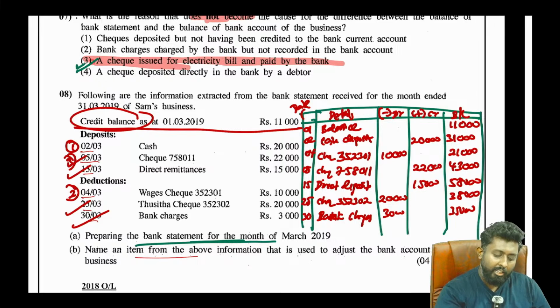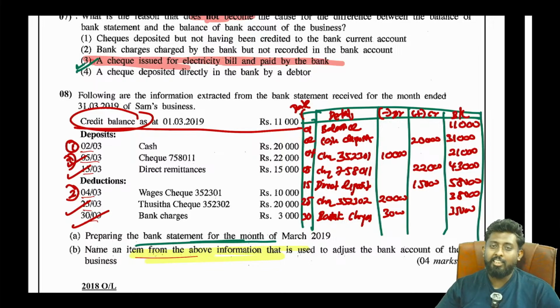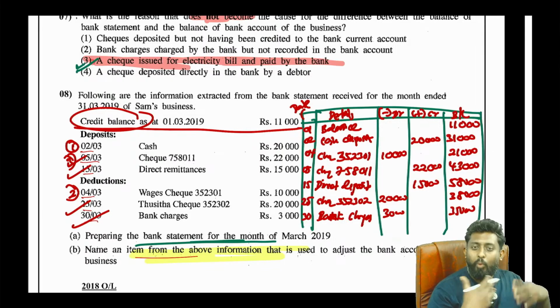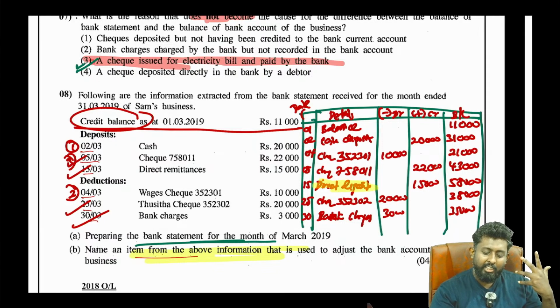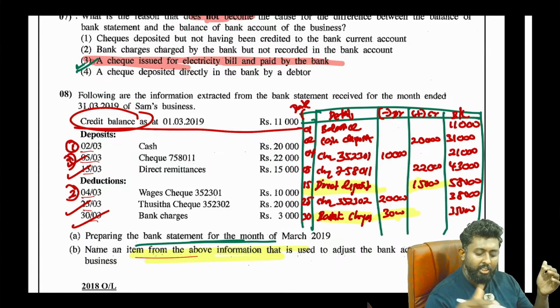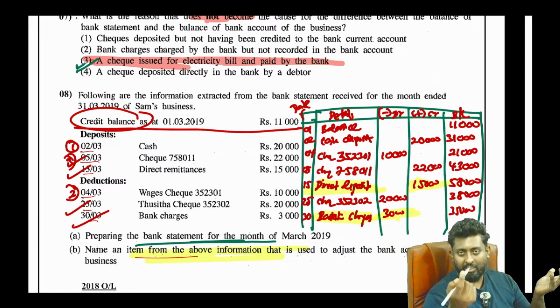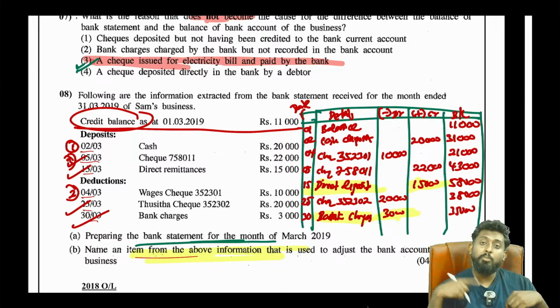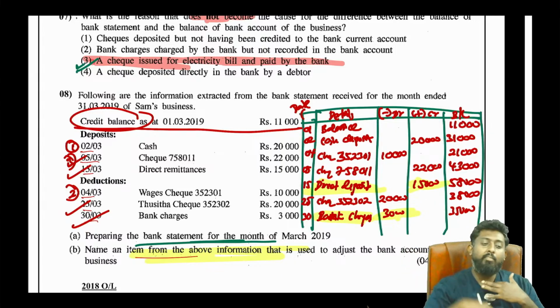And what else are they asking? Name an item from the above information that is used to adjust the bank account. So in the bank account, what are the adjustments? Omissions. What do we normally miss? In this question you can see there is a direct deposit where the bank adds and we normally miss it, and the bank charges where the bank minus and we normally miss it. Why can't we write the check and all? A check is always issued and deposited by the business, so we can't miss that. But a direct deposit means someone outside has deposited, the bank has added and we could have missed it.